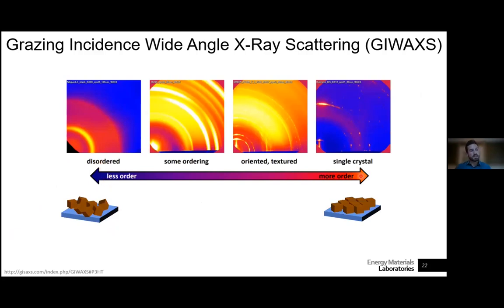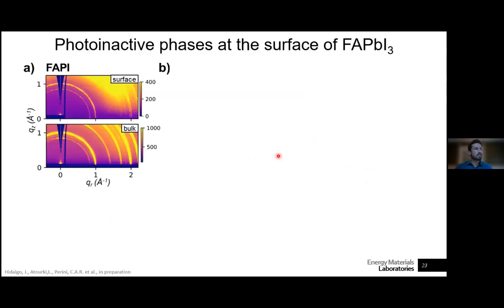If we progressively increase the order, we'll start to have all crystallites oriented in the same direction, up to the extreme case of a single crystal. And this will mean that a specific plane will create a specific diffraction spot in the GIWAXS diffractogram. So now we can try to understand the behavior of formamidinium pristine films in the bulk and at the surface.